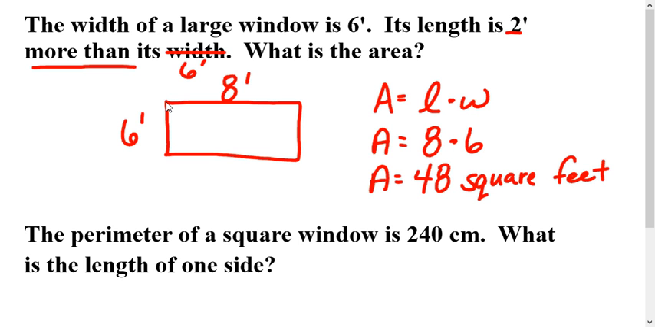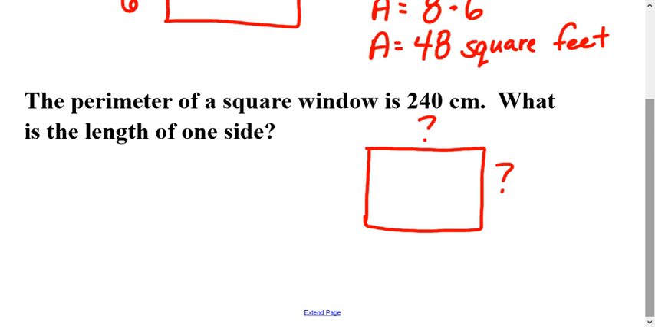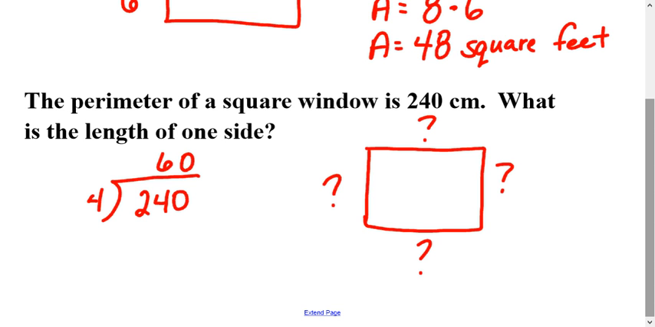All right, next one. The perimeter of a square window is 240 centimeters. What is the length of one side? Now, it seems a little tricky maybe until I think about, well, on a square, I know that all 4 sides have to be congruent. They all have to be the same length. So I need a number that if I do it 4 times, I'm going to get 240 centimeters. So I could do 240 divided by 4. And when I do that, I'm going to get 60. So each side length has to be 60 centimeters.